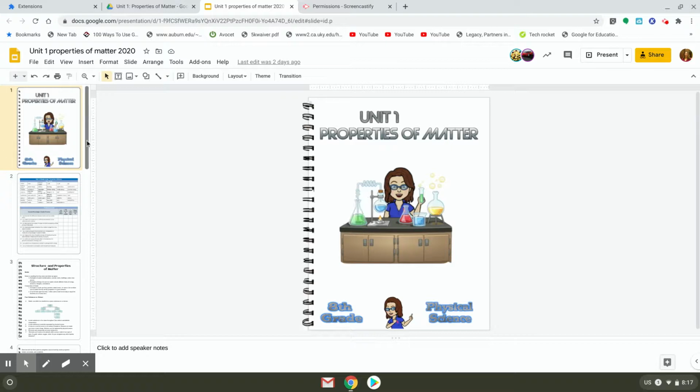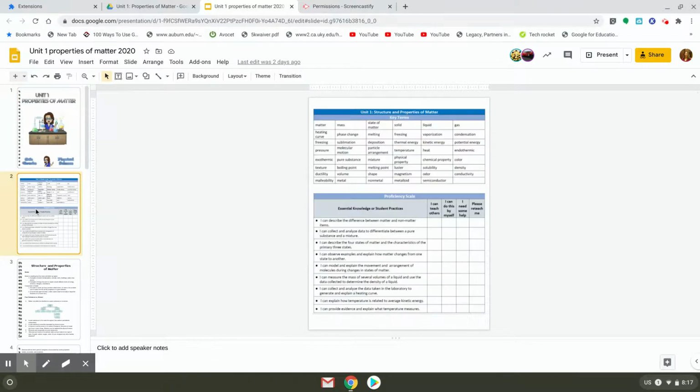All right. Unit 1 test. First thing you need to pay attention to is page 2 of your notebook. Remember, this is your proficiency scale. This tells all the things that you need to know by the end of this unit.